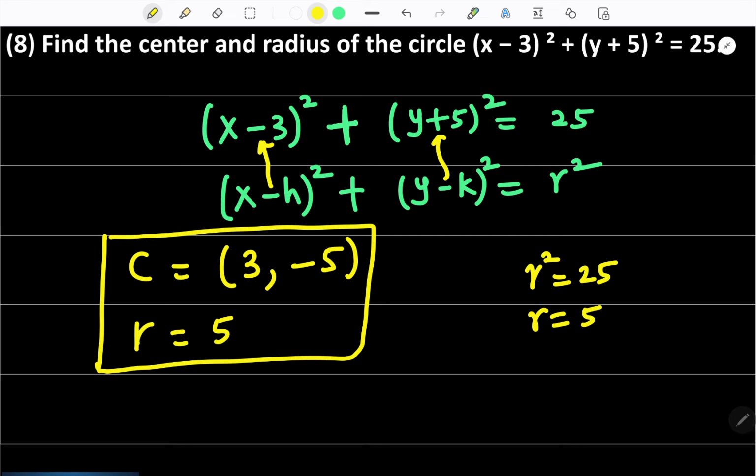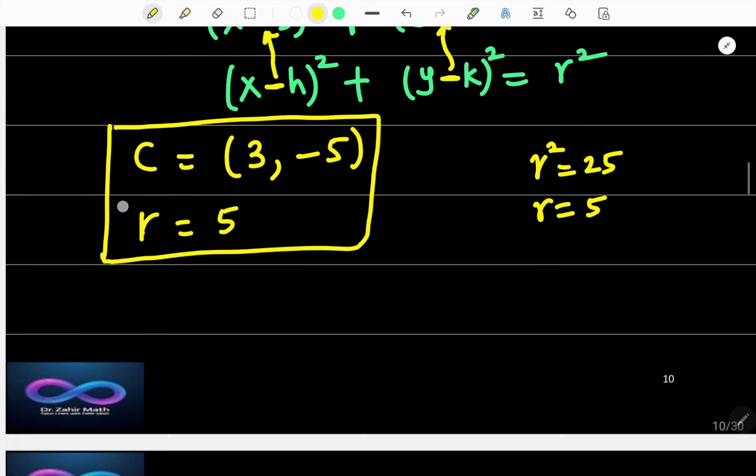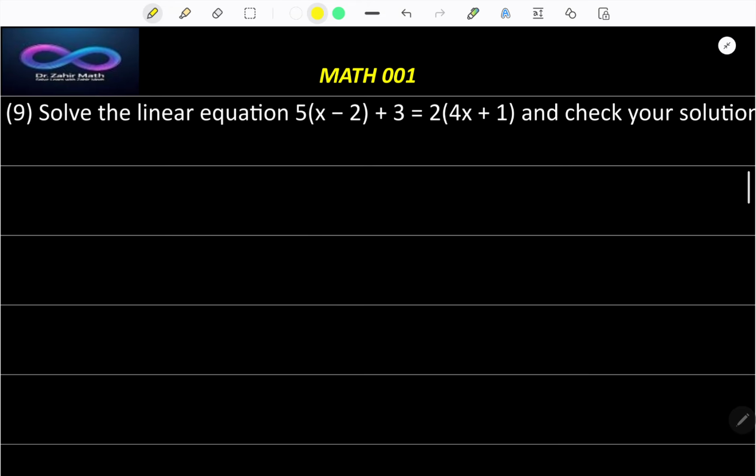Every student gets confused with this. Again I'm telling you, if it's minus, take the same number. If it's maafi minus, change the number from plus to minus. Okay, right. Solve the linear equation and check your solution. So you are going to solve and you are going to check.